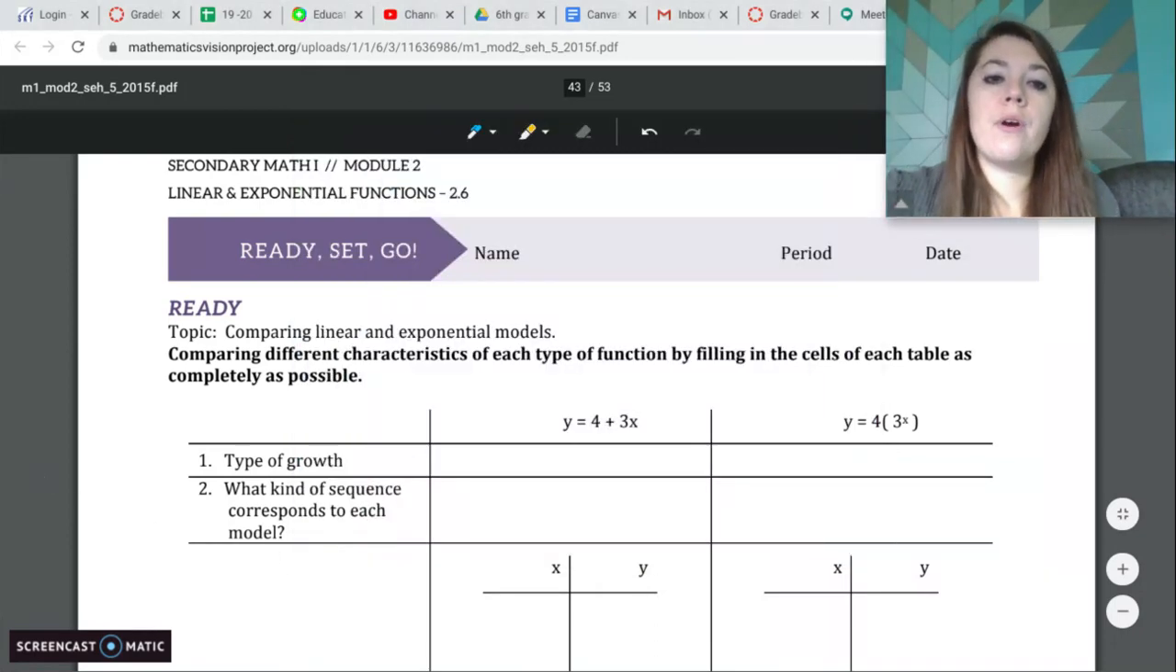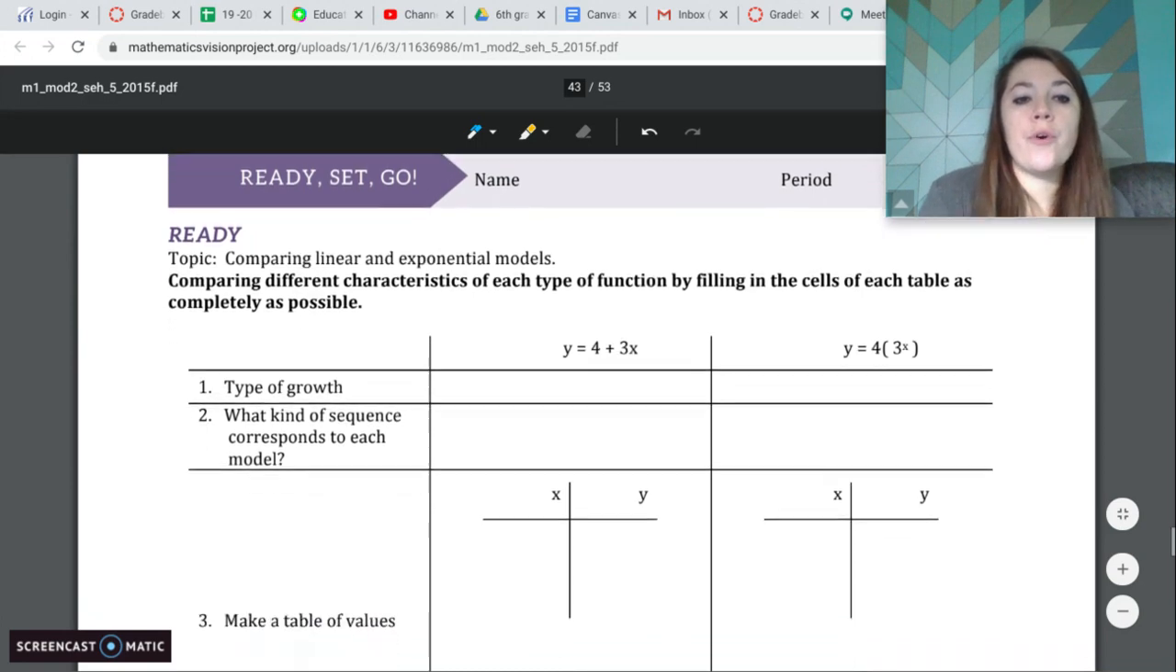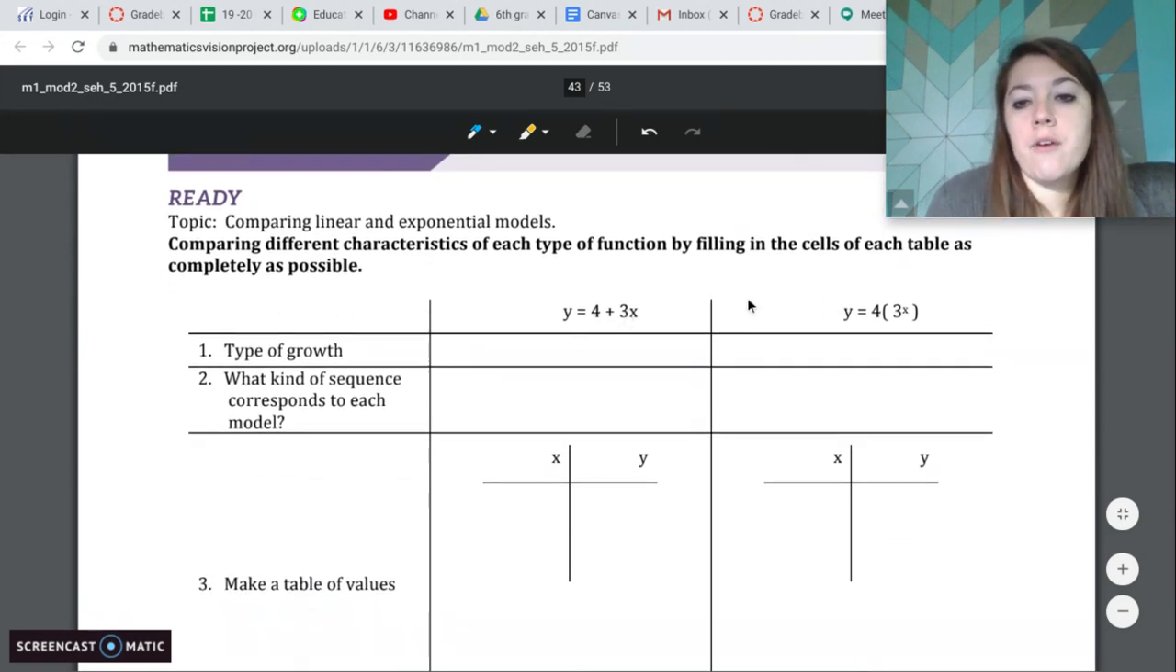So for this first part, we're comparing linear and exponential models. We want to compare different characteristics of each type of function by filling in the cells of each table as completely as possible. So for number 1, we have both equations. We have y equals 4 plus 3x, and we have y equals 4 times 3 to the power of x.